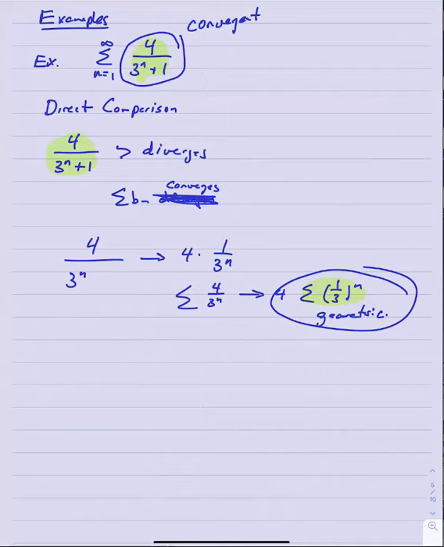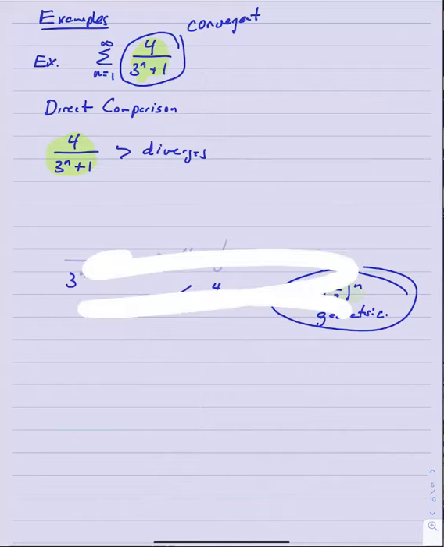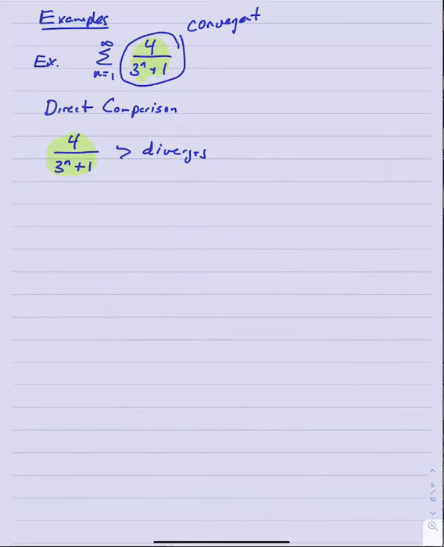Okay, what do I need you to write out to show me the test? Well, if you're going to do the direct comparison, then you have to algebraically show me exactly that 4 over 3 to the n plus 1 is less than something we definitely know converges. This should be a less than, because we just said we were trying to show convergence. Okay, so what's the series we just said this compares favorably to? 4 over 3 to the n.